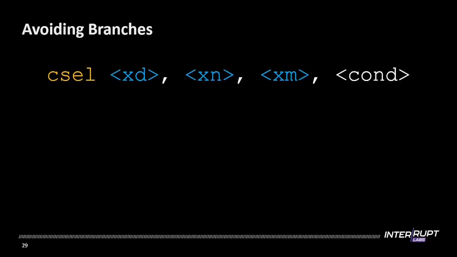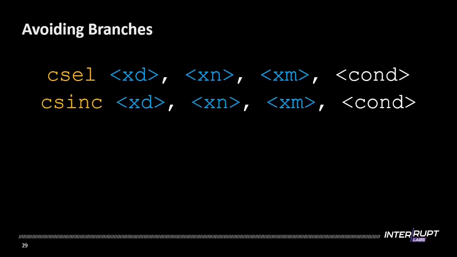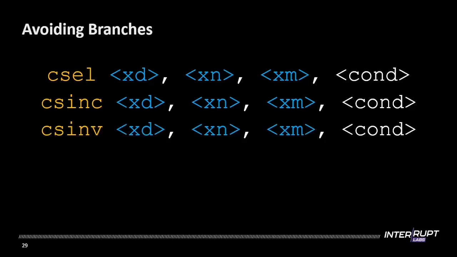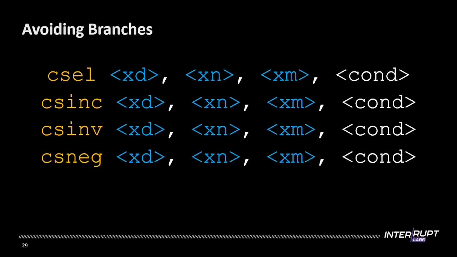First, there's CSEL, or conditional select, which is quite simple. If cond is met, then it will move xn into xd, otherwise it will move xm. Then there's CSINC, or conditional select and increment, very similar to CSEL. If cond is met, it will move xn into xd, otherwise it will move xm, but incremented by 1. CSINV, or conditional select and invert, does the same, but instead of incrementing xm, it performs a bitwise not. And CSNEG, or conditional select and negate, instead of incrementing by 1, it negates xm.